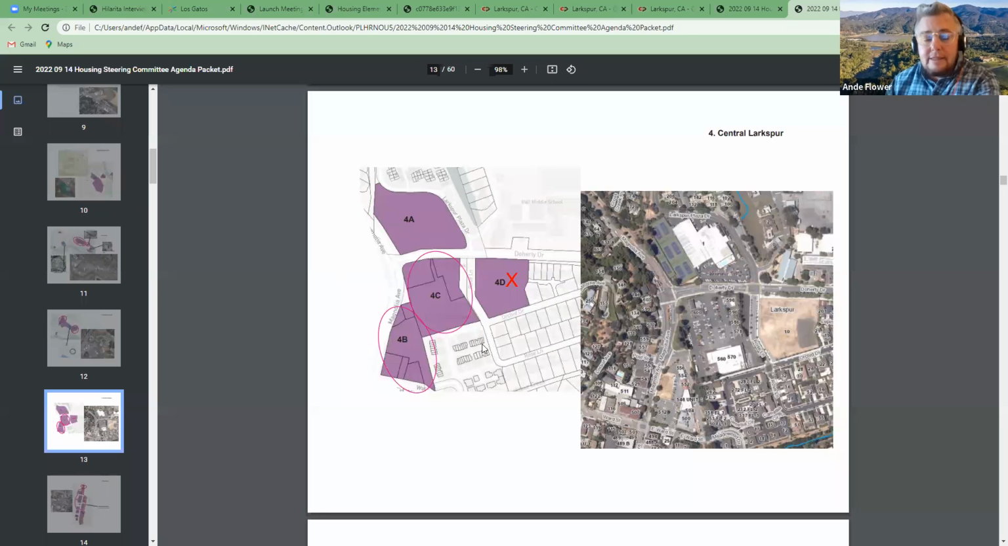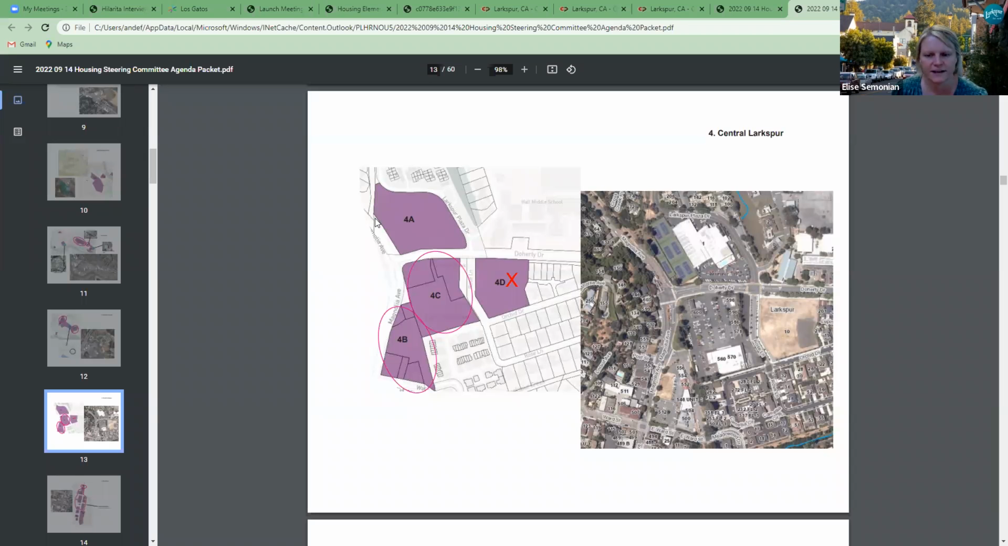And here we've got our central Larkspur area. So it looks like 4D has been taken off, and that's the siting for the future library and community center, right, Elise? That's correct. And that's mainly the reason why it's taken off. There were a lot of objections to including that site in the comments, and I think again it would slow the process down to have that discussion.